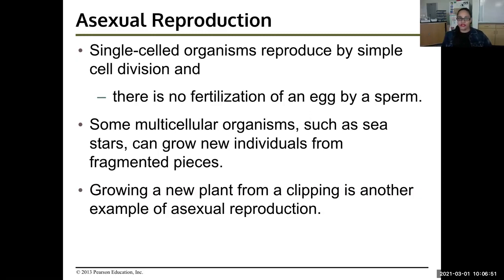Another word for asexual reproduction would just be cloning. These organisms clone their cells, so all the cells are exactly the same. They have the exact same DNA and information.